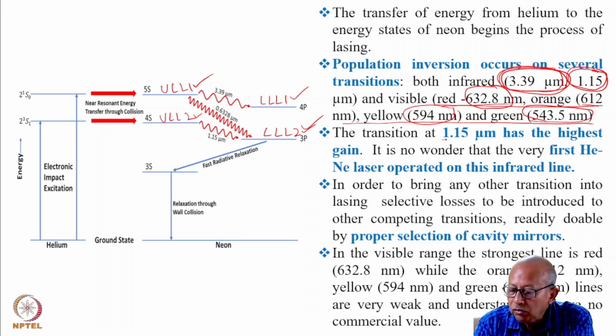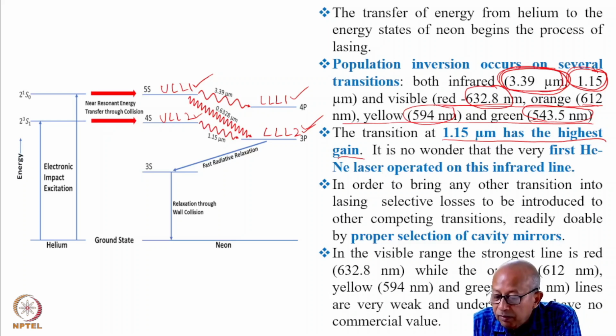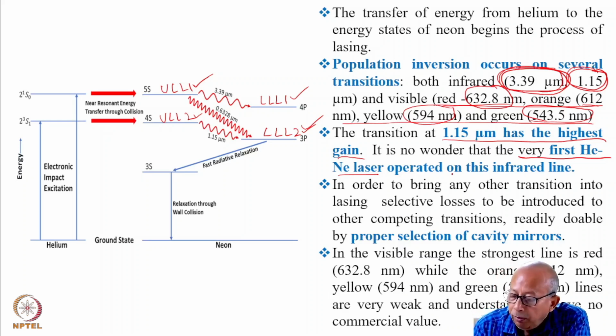However, the transition at 1.15 micron has the highest gain, and therefore it is not surprising that the very first helium neon laser that was operated by Ali Javan and his team at Bell Telephone Laboratories operated on this infrared line because it has the highest gain.